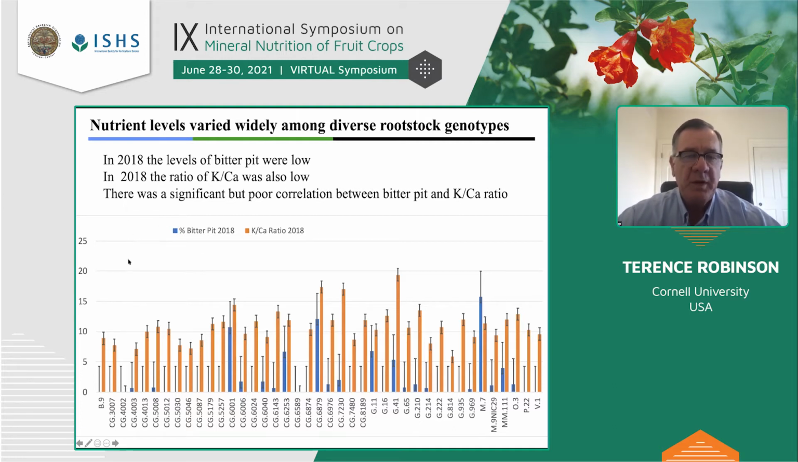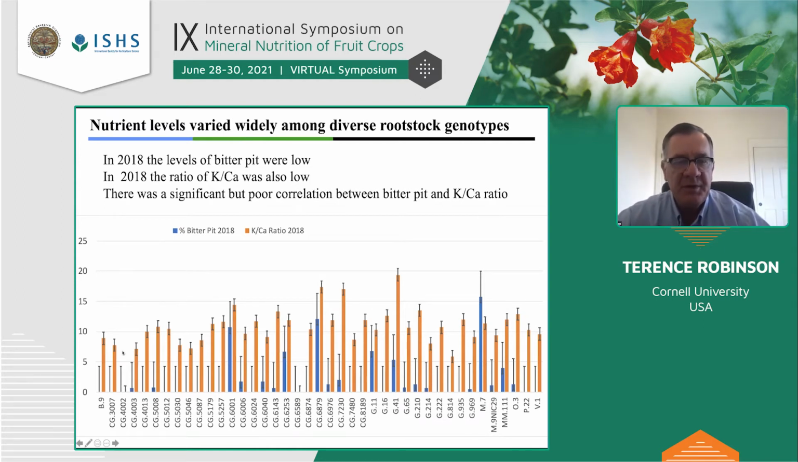And the first point I want to make about the data from 2018 is that the overall potassium to calcium ratio was relatively low. Every rootstock had less than the ratio of 25, which we've previously identified as a threshold for less than 5% bitter pit.